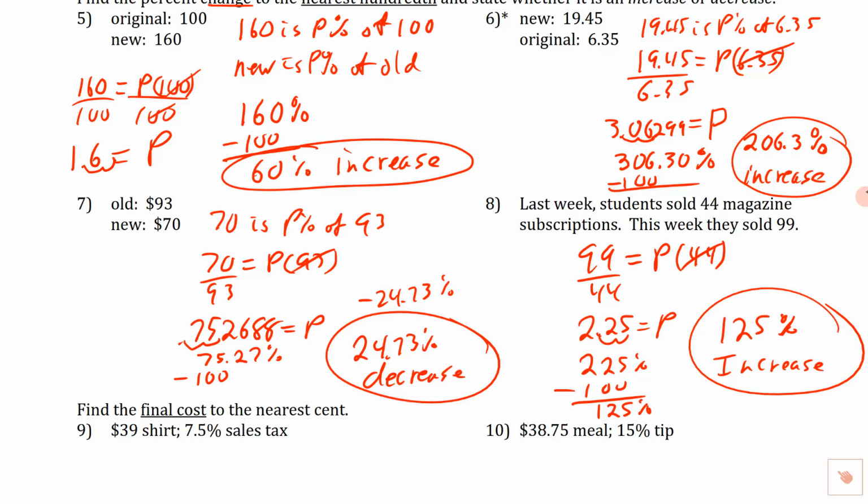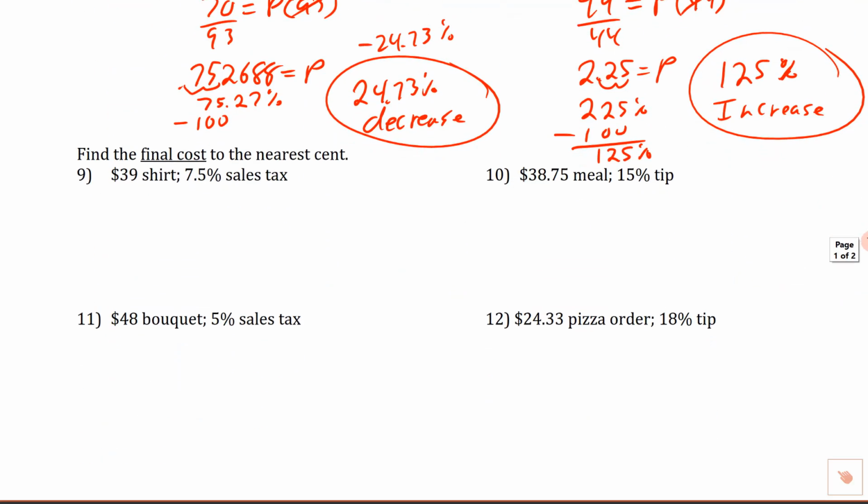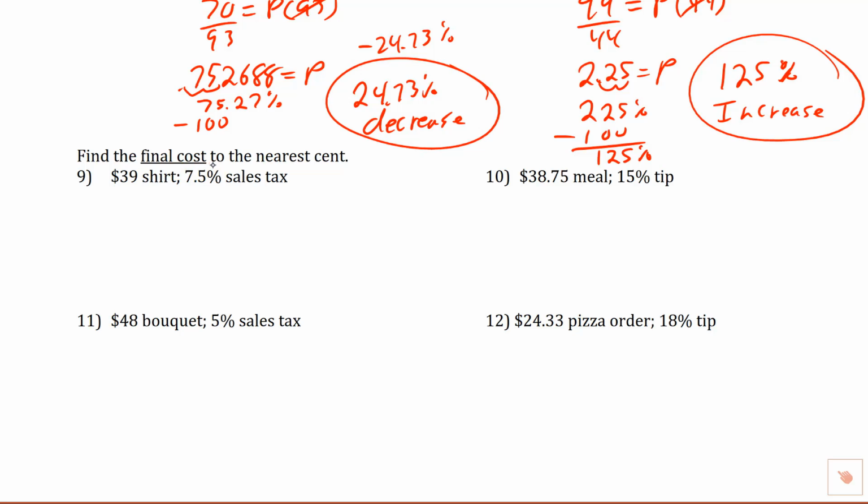Okay. All right, let's slide down here and take a look at the bottom of the page. This one says find the final cost to the nearest cent. All of these are about money. We've got some tax problems over here and some tip problems over here. So remember, the tax or the tip is a percent of the price. Percent of the price. So let me make that look a little bit nicer.